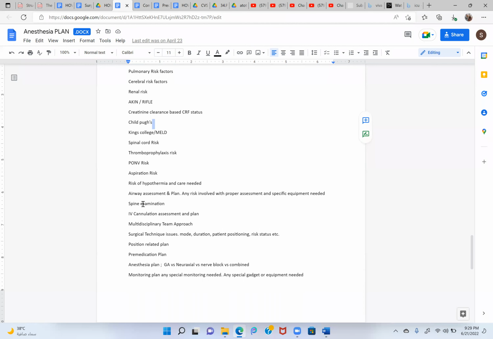If you have a patient with risk of difficult IV cannulation, like a pediatric patient or elderly patient, IV cannulation may be difficult. A drug addict, IV cannulation may be difficult. A patient with rheumatoid arthritis, contractures, cerebral palsy, spastic cerebral palsy, IV cannulation may be difficult. Things like that. And then you have to think about the multidisciplinary team.